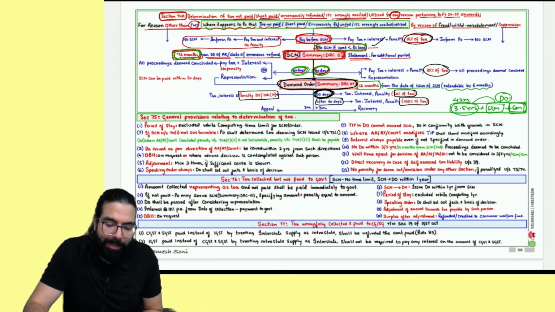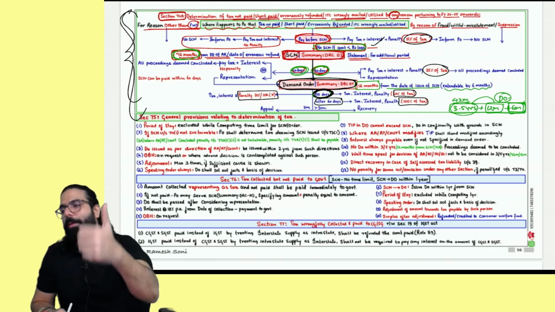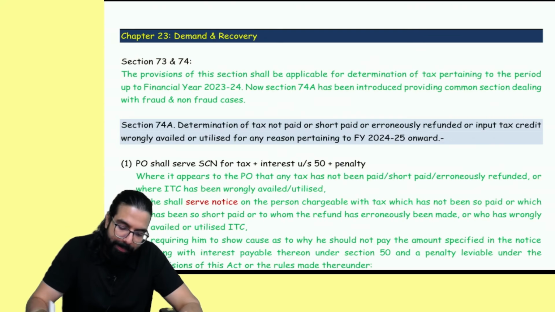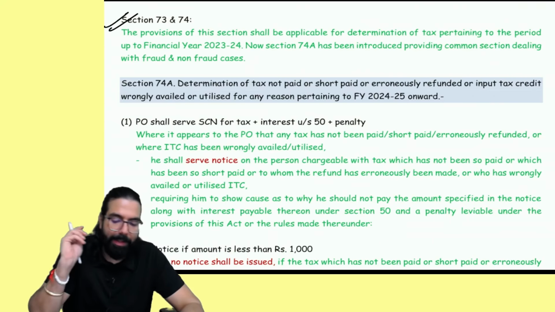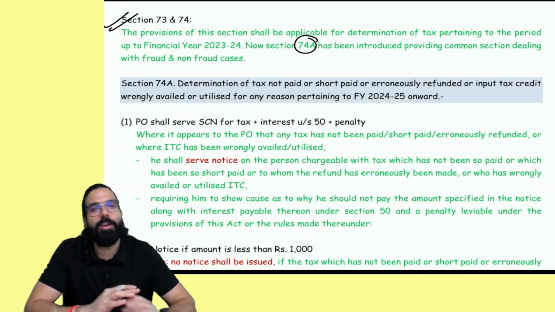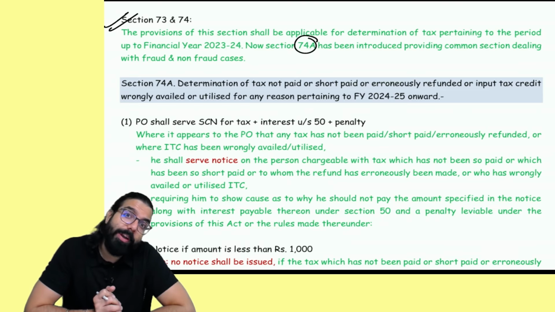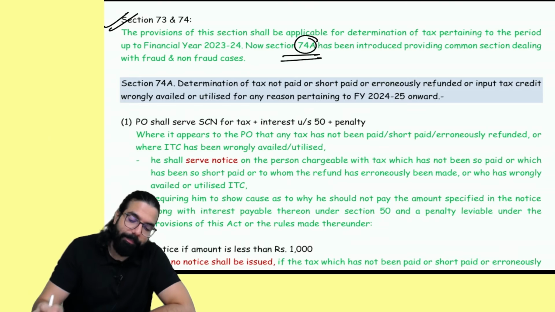Please tell me everyone, is section number 74A clear to all of you? The same thing they have gone ahead and told. Remember, 73 and 74 is gone now. Now section number 74A is there. In your exam, please be very careful. If they talk about a year which is financial year 2024, then 73 and 74 apply. From 2024-25 onwards, 74A is there.